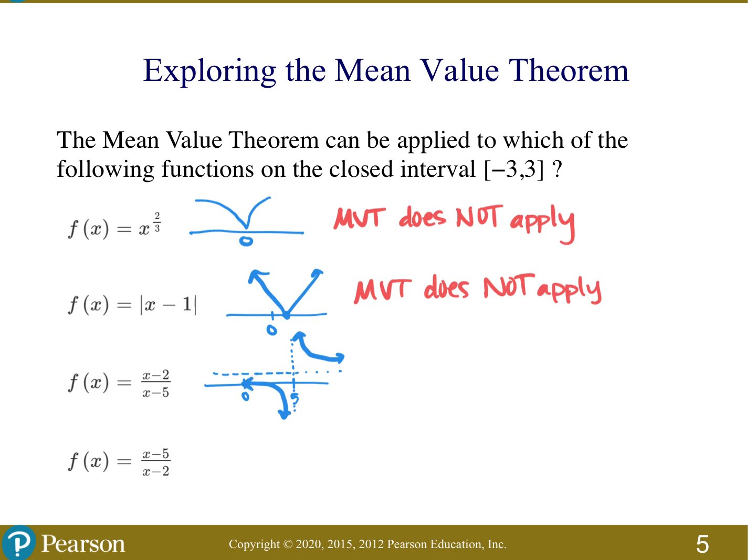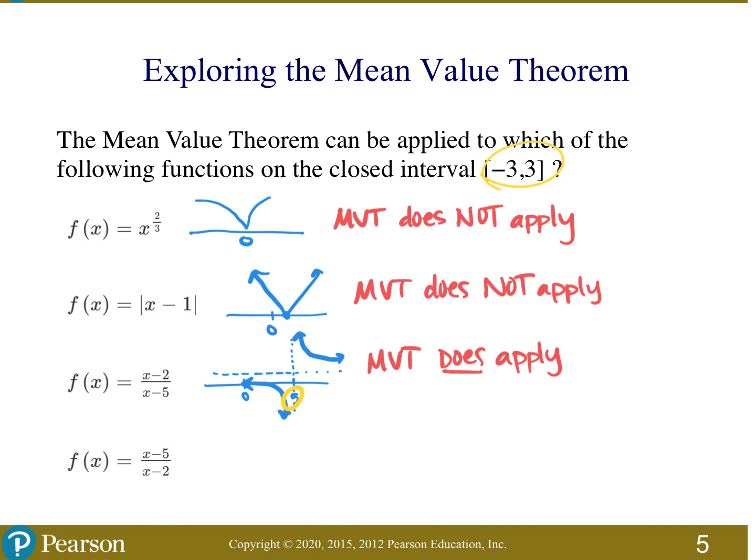And I'm going to argue that the MVT does apply, even though we have a discontinuity. The discontinuity happens outside of the interval. The interval is -3 to 3. My discontinuity is happening at the number 5, and so the MVT does apply in this situation, and so I would be able to find a place where the tangent slope and the secant slope were equal.